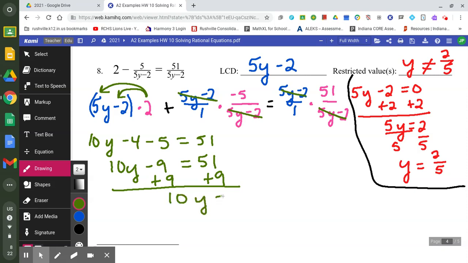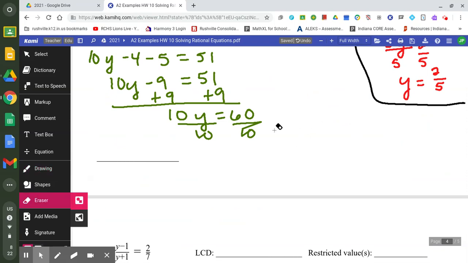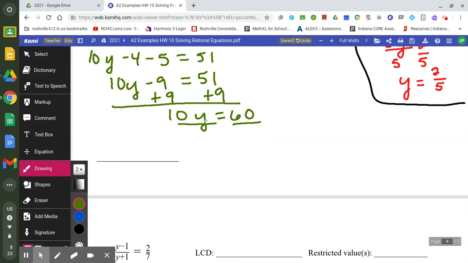10y equals 60. Divide by 10, divide by 10, y equals 6.